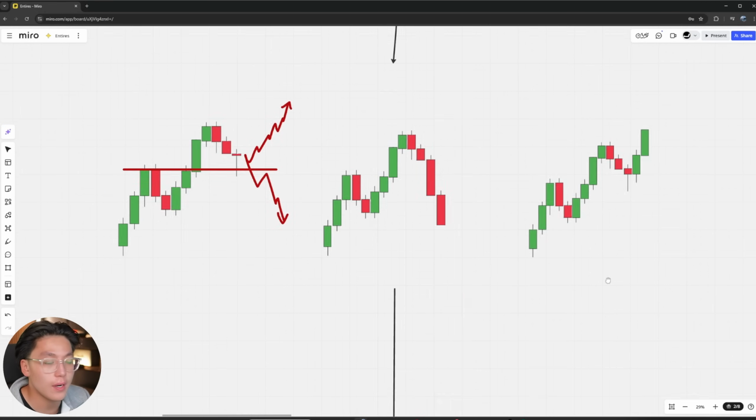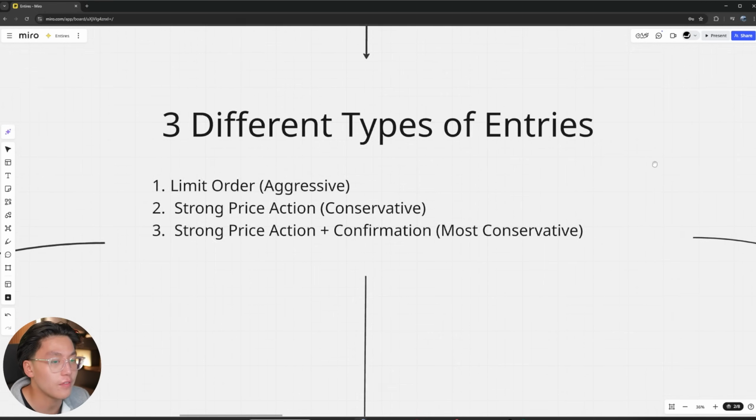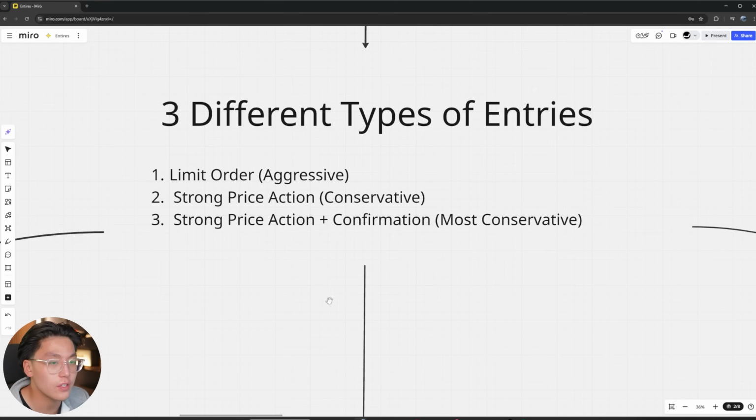So let's talk about now the 3 different types of entries. Number 1 is the limit order, which is the most aggressive when it comes to trading. That means you're going to get in every single time because you have a limit order set. The second one is strong price action. It's a more conservative entry model.